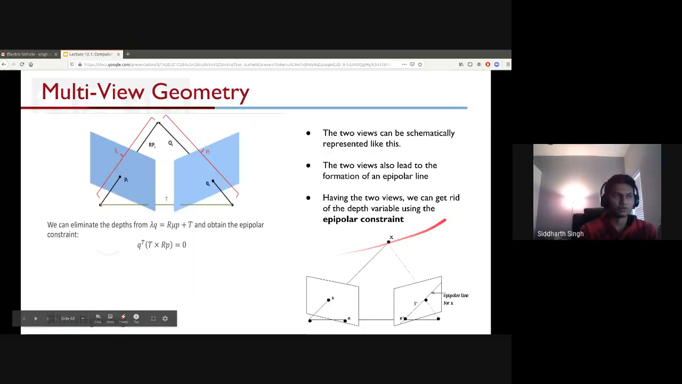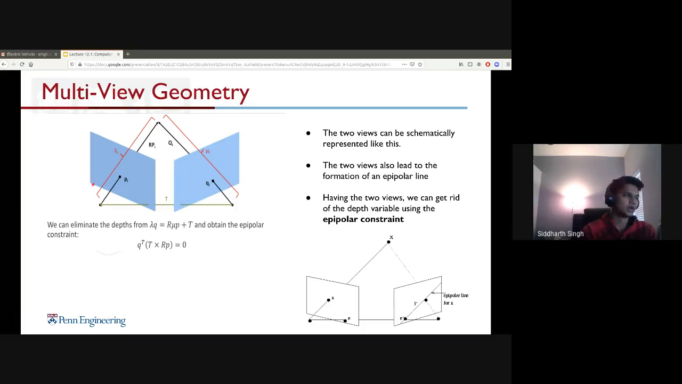If we analyze this diagram, we'll see that we are doing nothing very different. We are still trying to find a mapping between two views, between two frames.